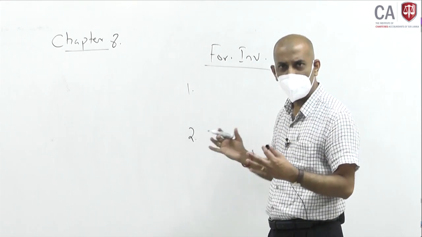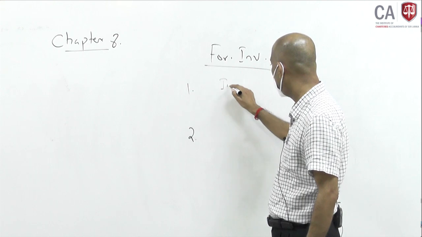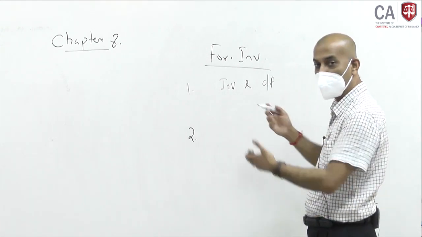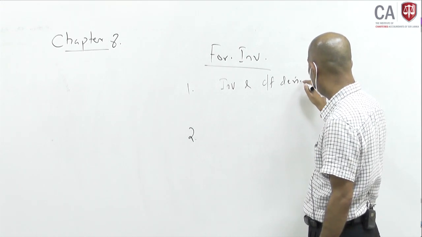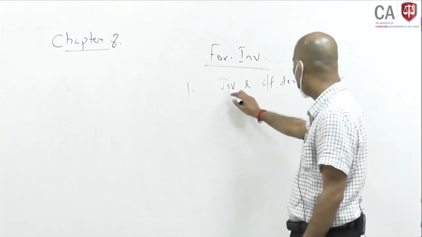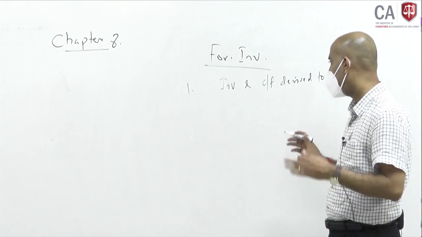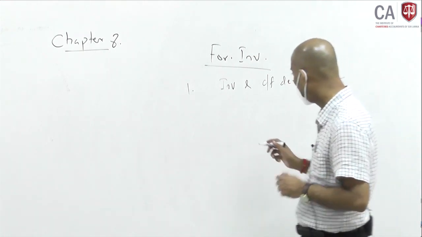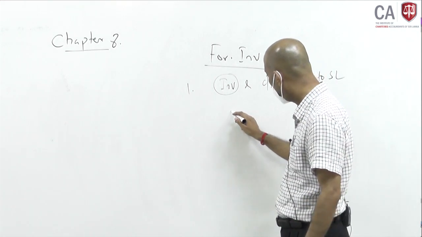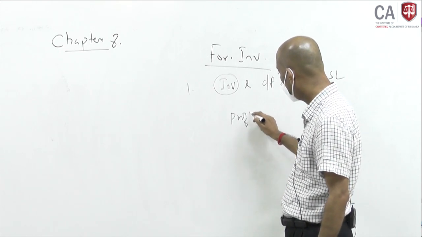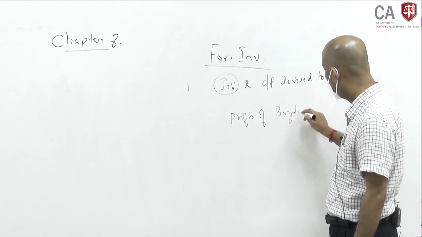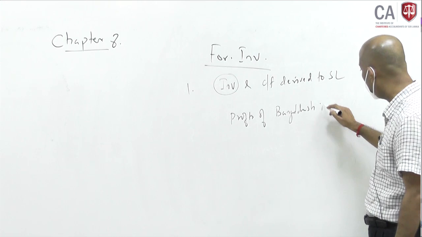I can evaluate my investment or project by comparing my investment and the cash flow I generate from Bangladesh to Sri Lanka, the cash flow derived to Sri Lanka. So if I take this first option, I compare the investment and the cash flow derived to Sri Lanka. In this case, to calculate the cash flow derived to Sri Lanka, I basically have to calculate the profits of Bangladesh in Bangladesh currency.